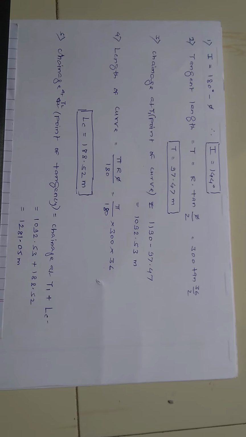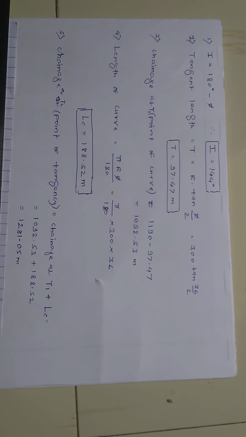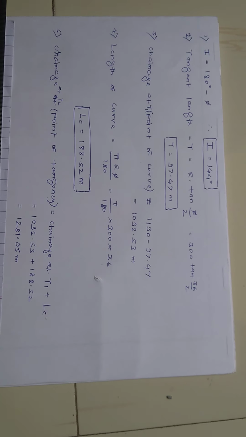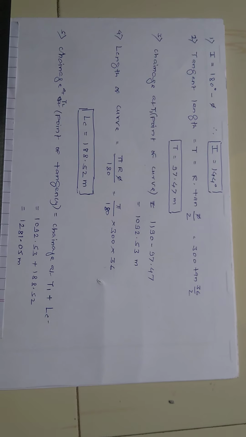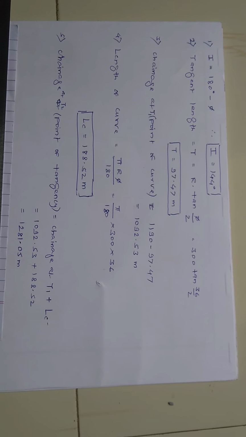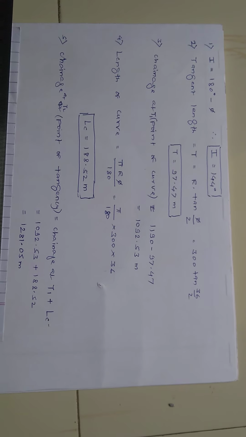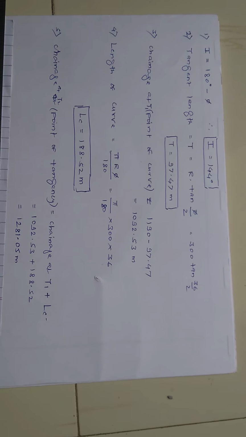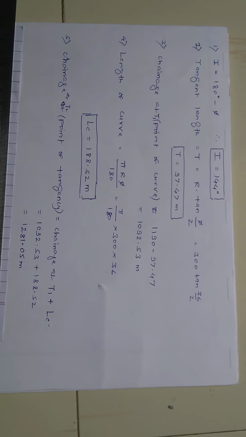Okay, now in the next step I will calculate the length of the curve. The length of the curve is equal to pi into R into phi divided by 180 degrees. From this relation I get the length of the curve as 188.52 meter. Now from the length of the curve, I can locate the point of tangency. Now I will find out the chainage at point T2, which is known as point of tangency. That will be equal to chainage at T1 plus length of the curve. Okay, from this I will get the chainage at T2 as 1281.05 meter.